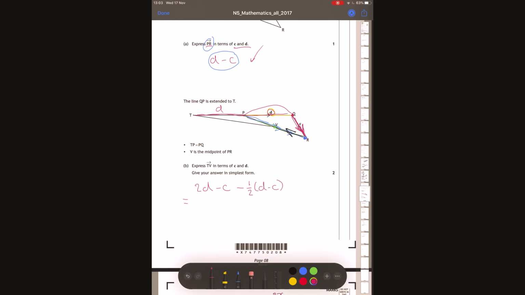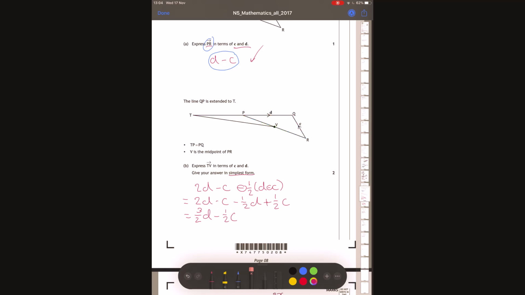And then we're asked to give our answer in its simplest form. So that's us done, so we're now at V. Then we simplify this: we do 2D minus C minus a half of D, and then be careful here, that's plus a half of C. So 2D minus a half, so 2D is 4 halves, minus a half gives us 3 halves D, minus C plus half of C is minus half of C. And that's you done.